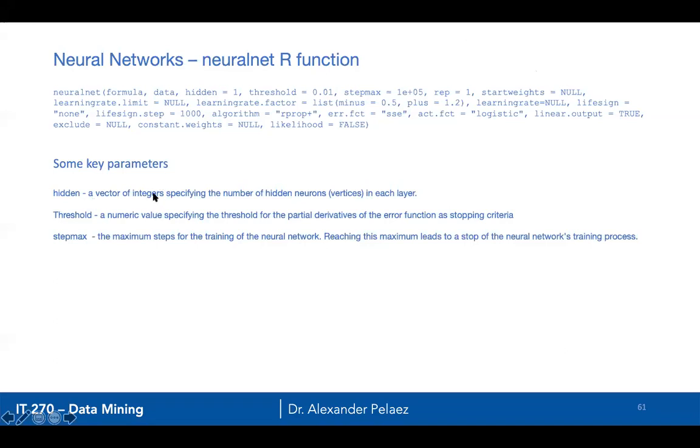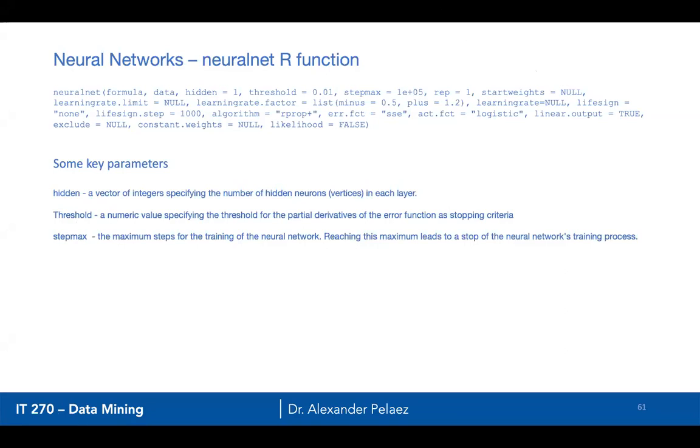Okay, so we're going to use the hidden parameter. We're going to use threshold and step max only loosely. This is when you have problems running your code. I'll talk to you about how you can adjust the threshold and the stepwise function so that you have an understanding of how to accelerate your neural network to come to a solution.